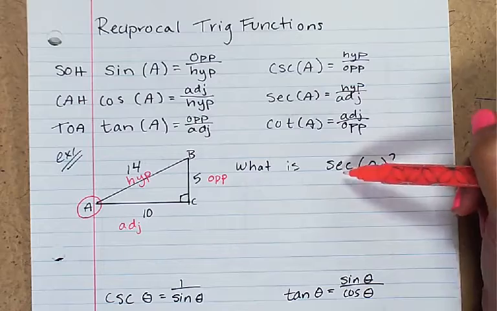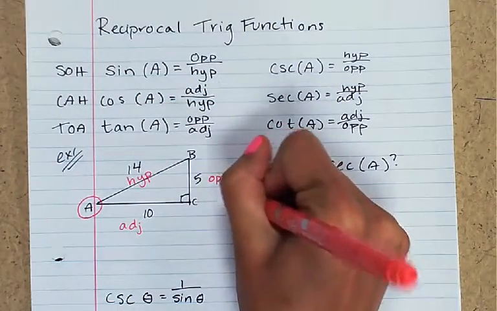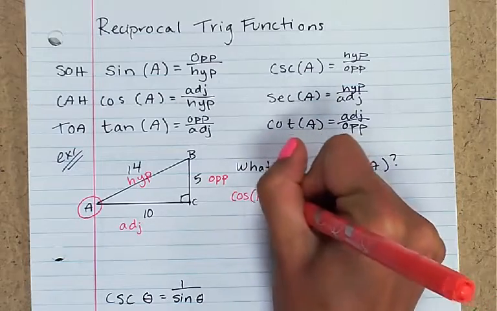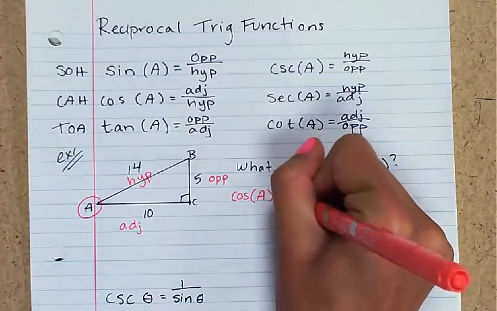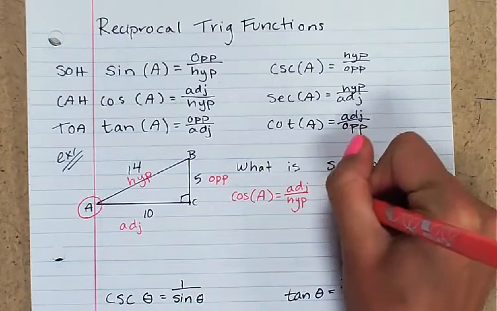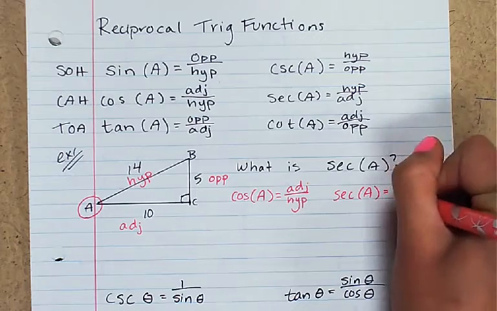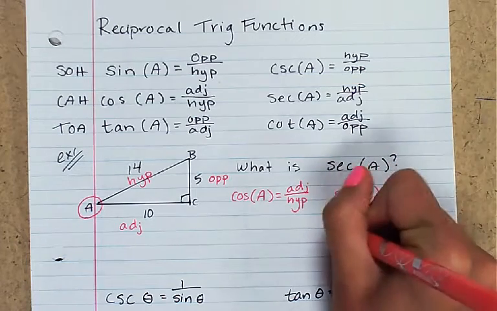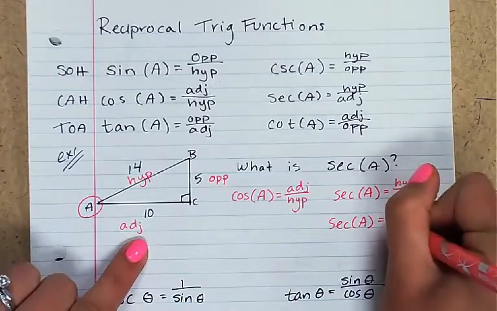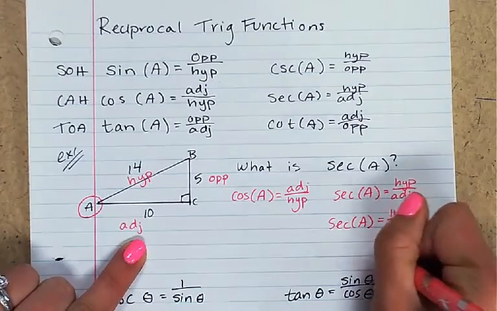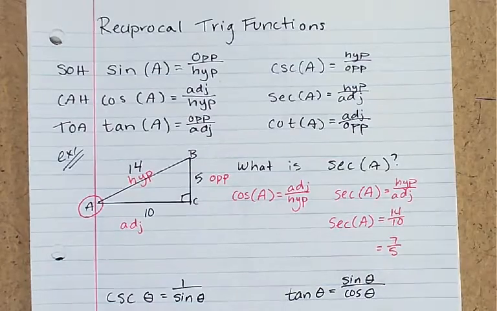So now, secant. Secant is the reciprocal of cosine. I'm just going to write that out really quick. If we were finding cosine, that's the CAH, so it'd be adjacent over hypotenuse. But we want secant, so we're going to flip that and do hypotenuse over adjacent. So the secant of angle A, the hypotenuse is 14. The adjacent is 10, and let's go ahead and simplify that. If I divide the top and bottom by 2, I end up with 7/5 for the secant of A.